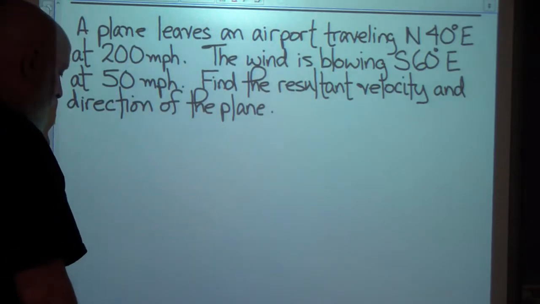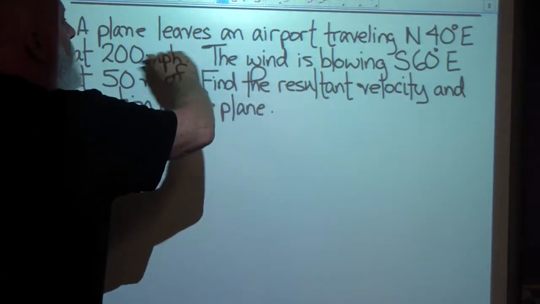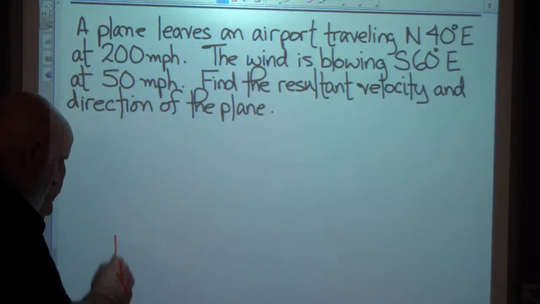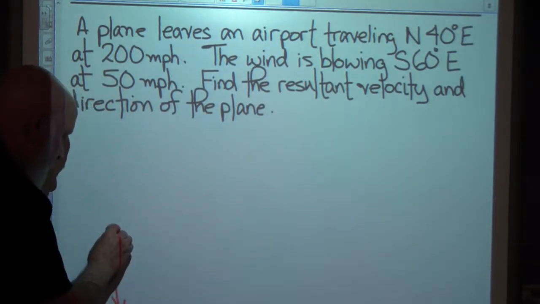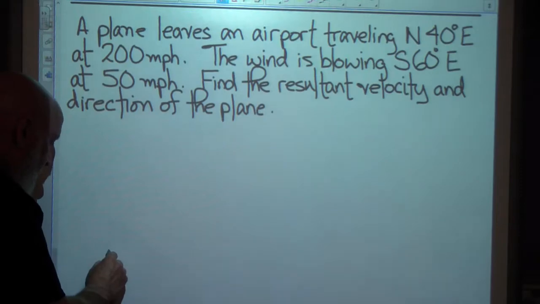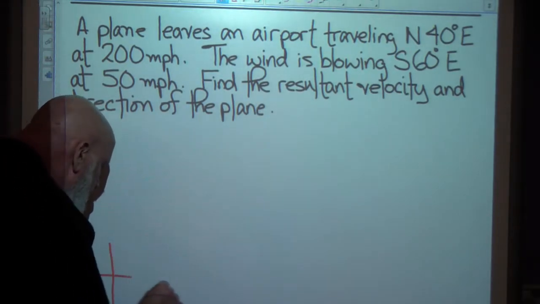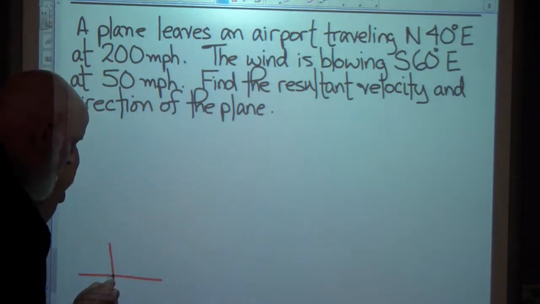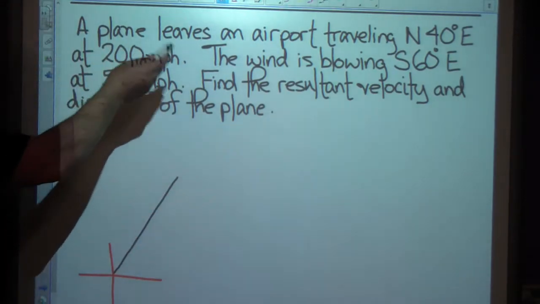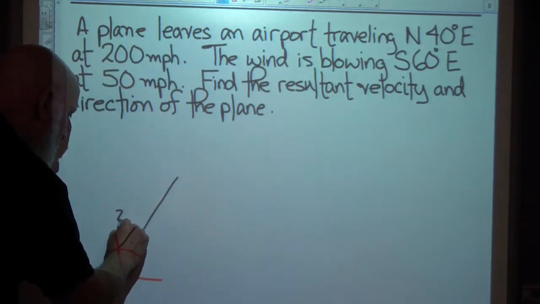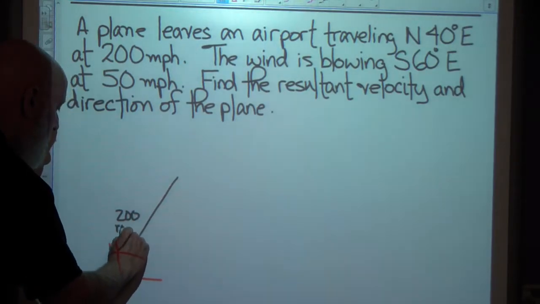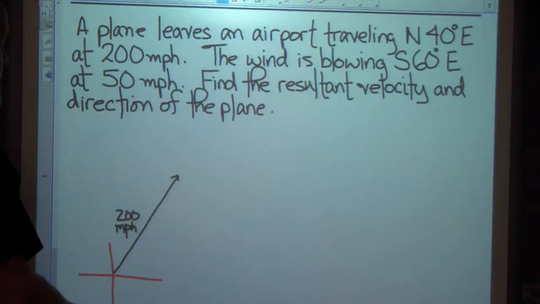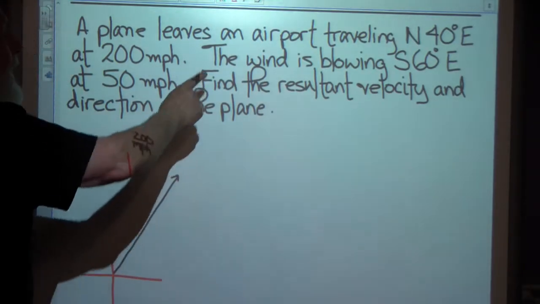So here's how we would do that using vectors. I'm going to go north 40 degrees east, so I'll start down here. I don't need arrows on that. That's just north-south right there. East-west. And I'm going to go north and rotate 40 degrees east and call that 200 miles per hour. And here's the direction that I'm moving. It's a vector.